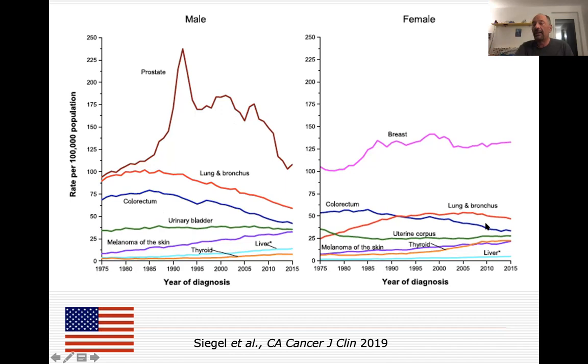What is really interesting instead is to see that in both male and female population, the colorectal cancer is decreasing, probably as a result of better diet habits in the 90s and the 21st century compared to the 70s and the 80s.